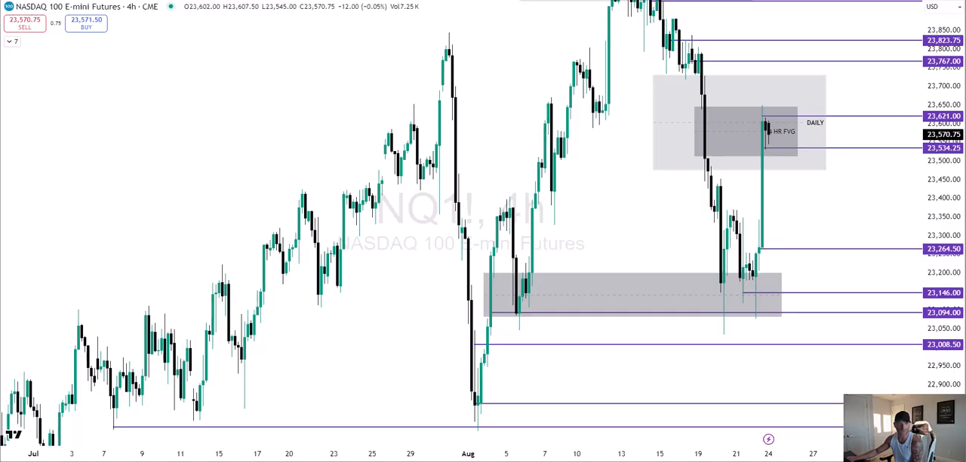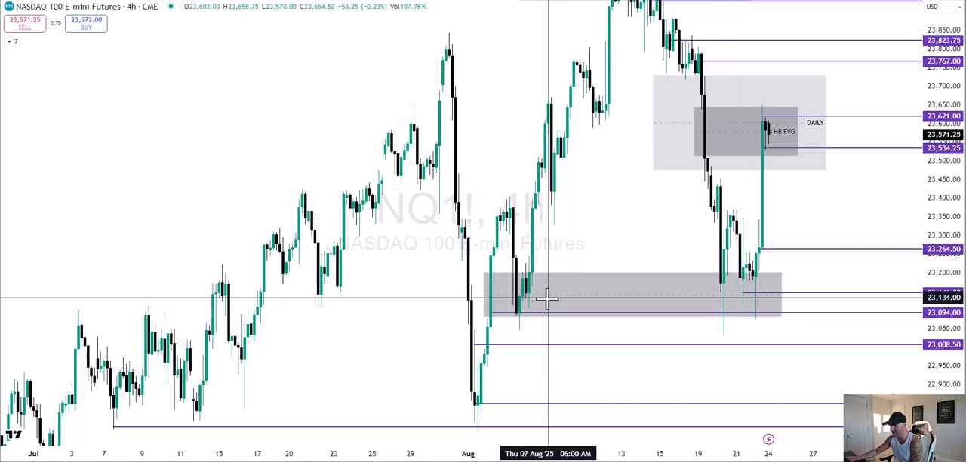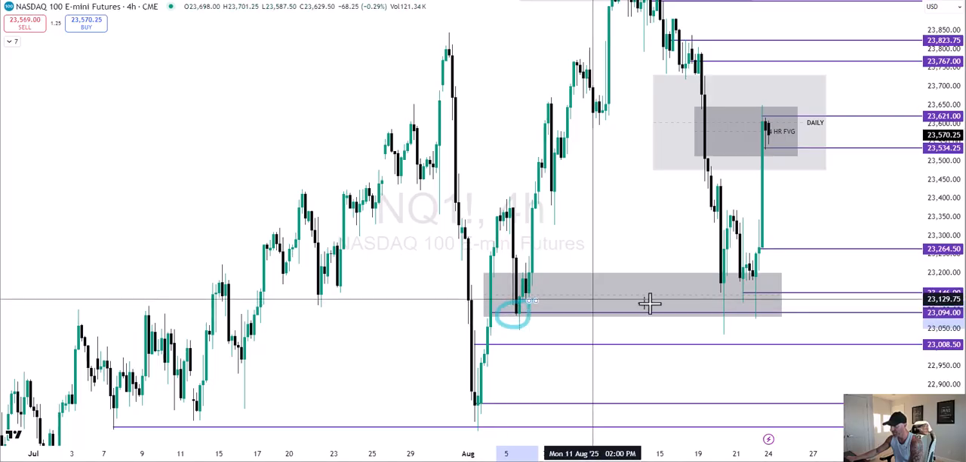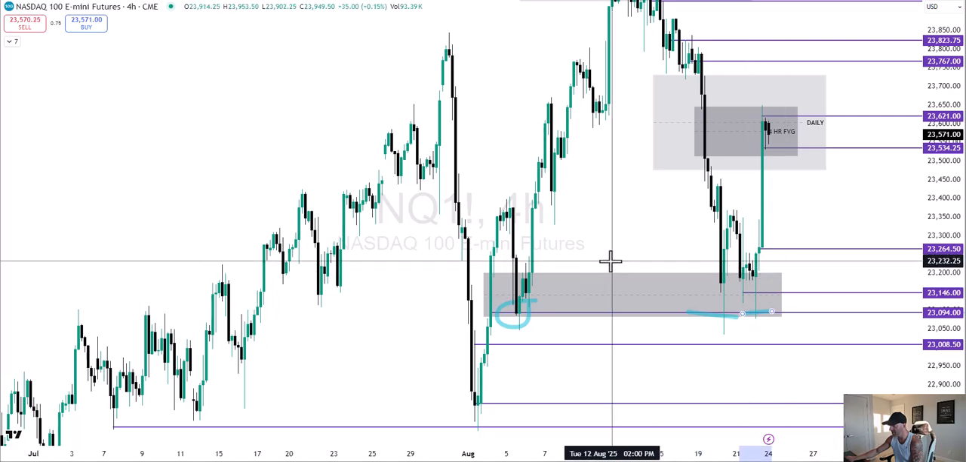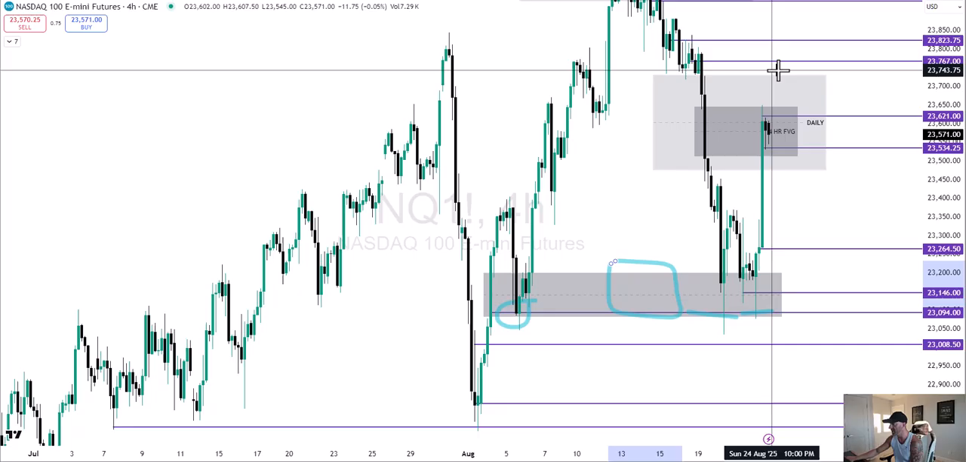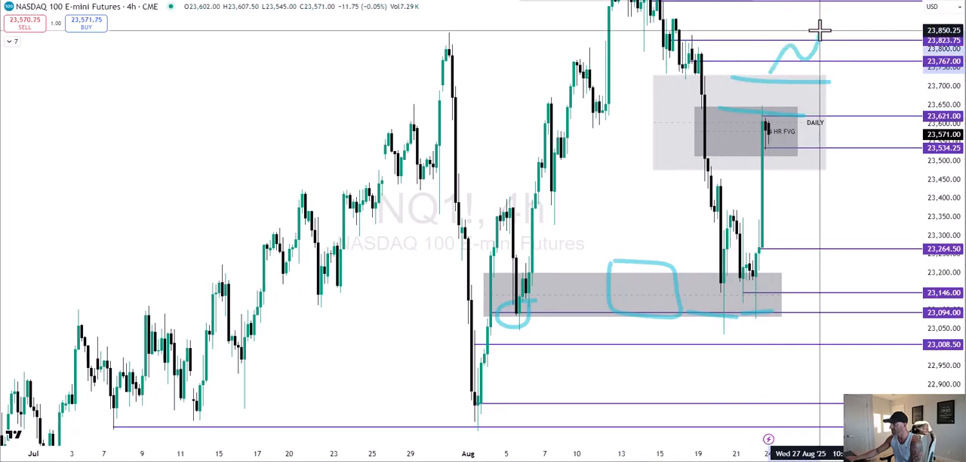23,094 has been there for a while. So this level, this has been a clean level, you guys. We've held it once, we've held it twice, we've held it again. So seeing that, plus this 4-hour imbalance being respected, I feel like if we can get above this fair value gap and this 4-hour imbalance, then we might have some room to the upside.